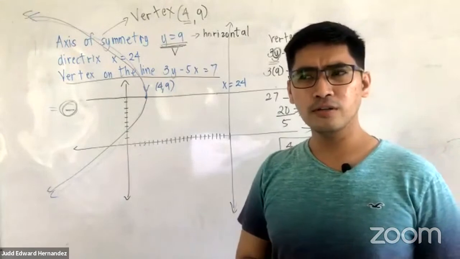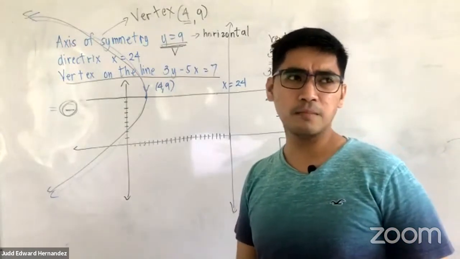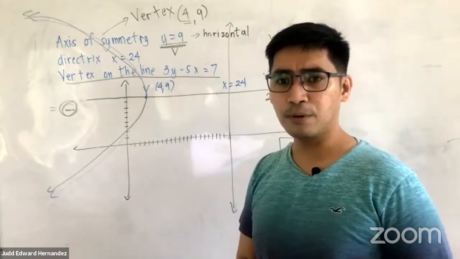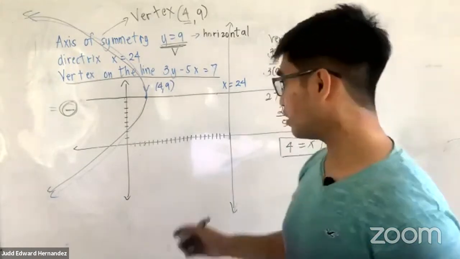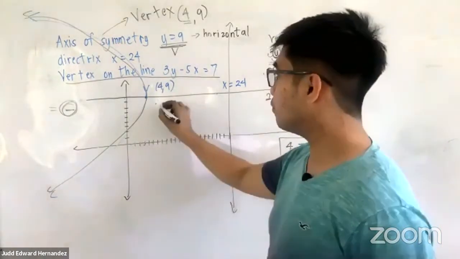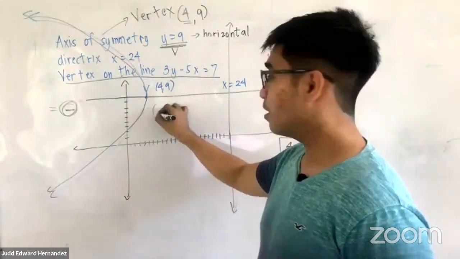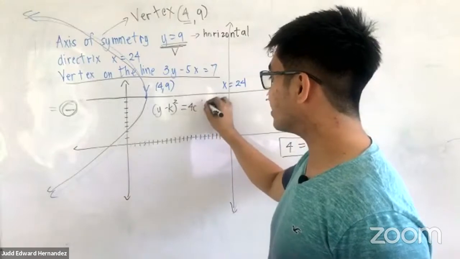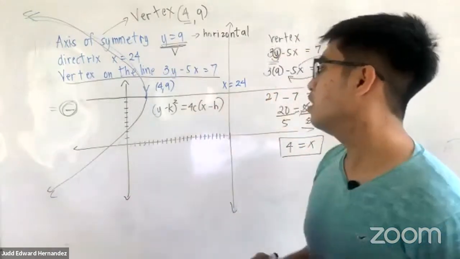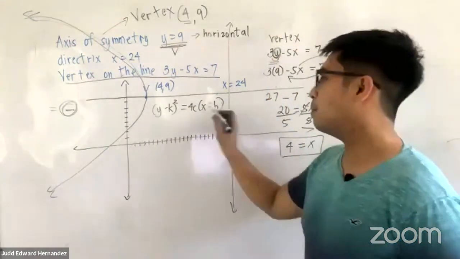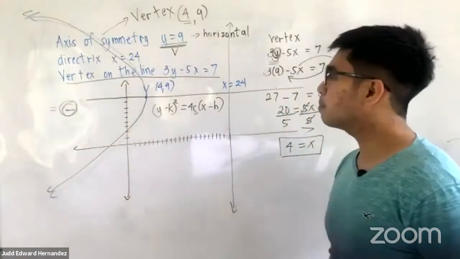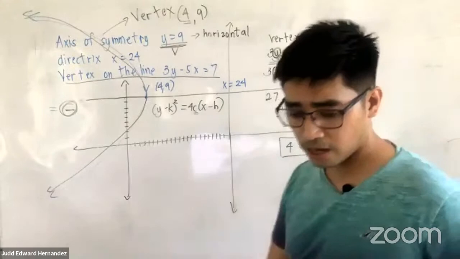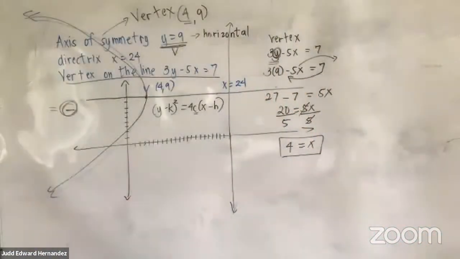Pero bago yun, sir, ano pa ba yung gagamitin nating equation kapag to the left or to the right ang parabola natin? What equation are we going to use? Therefore, this becomes y minus k squared is equal to 4c times x minus h. Sir, wala pa pong value ng c. Paano po ba namin kukumpitin yung value ni c?